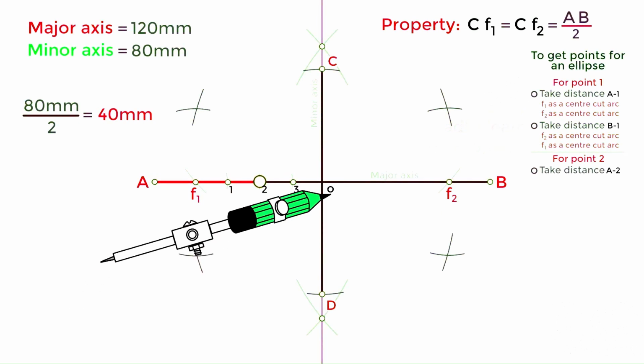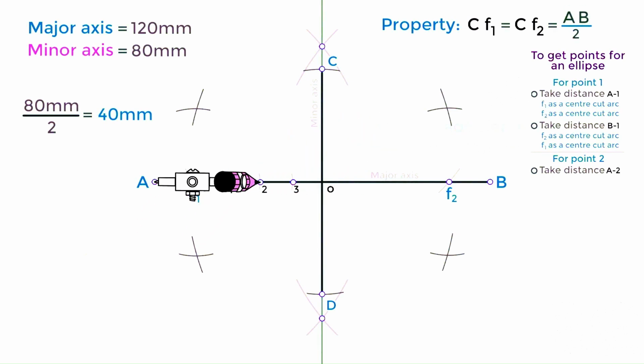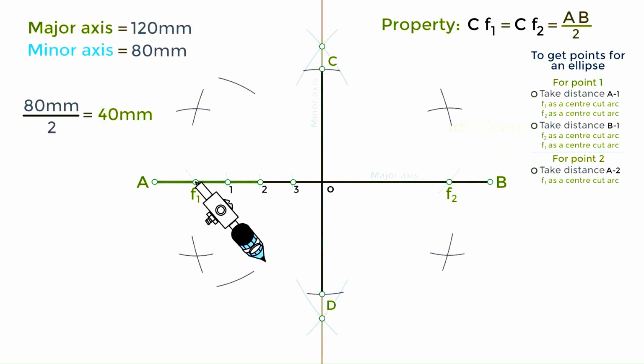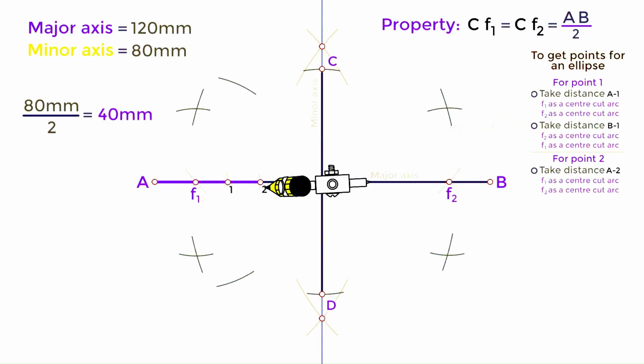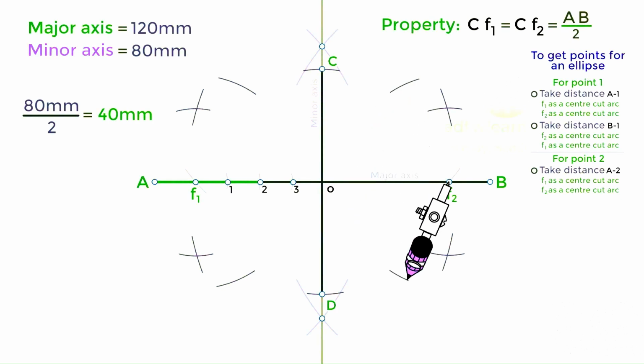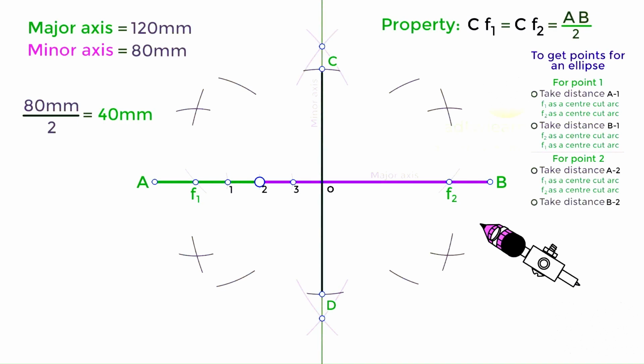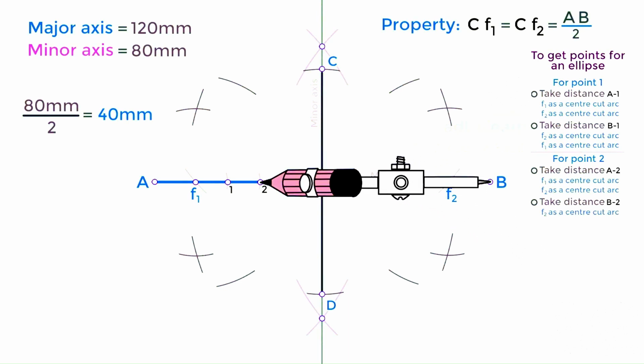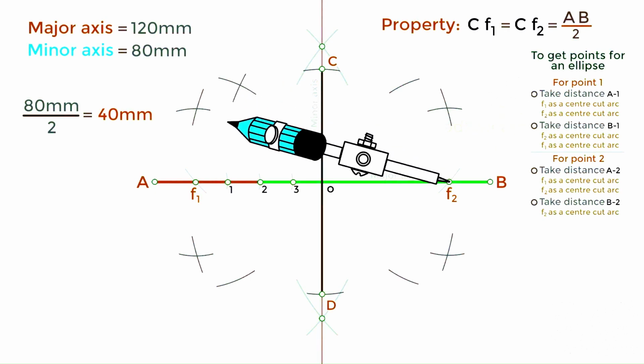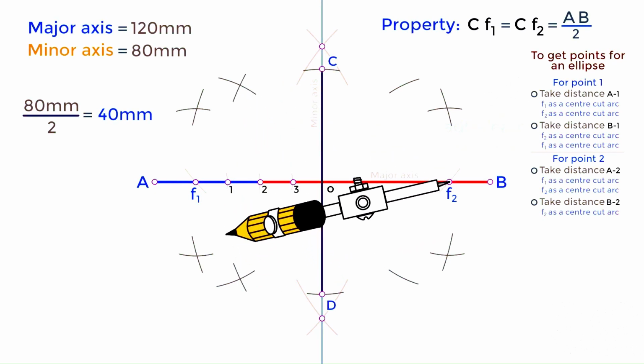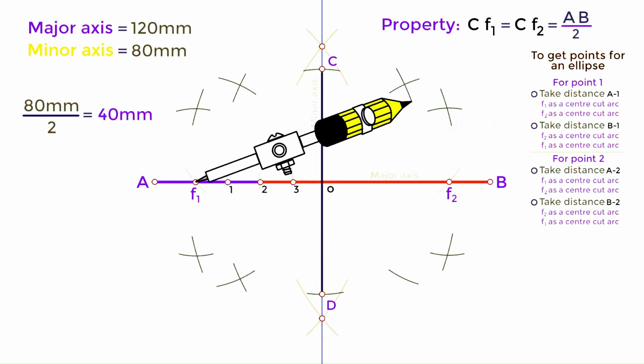Take this length between these points A and 2 on the compass, and using F1 as a center, cut arcs on both sides. Using the same length, take F2 as the center, and cut arcs on both sides. Next, take the distance between points B and 2, and use F2 as the center, cut arcs on both sides. Using the same length, take F1 as the center and cut arcs on both sides.